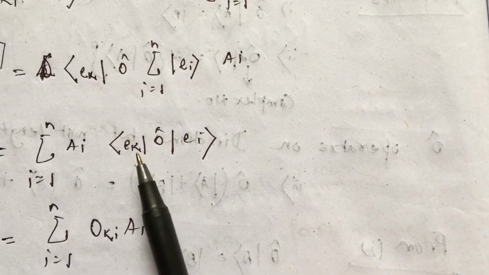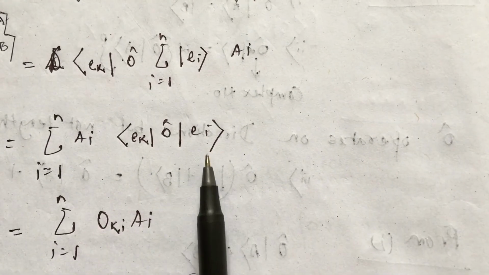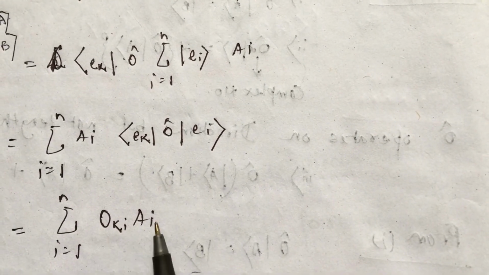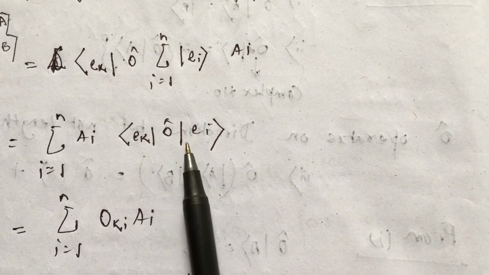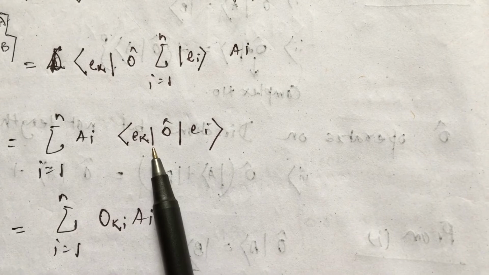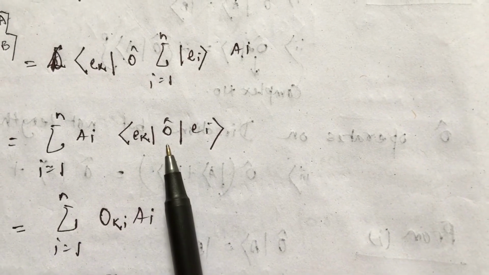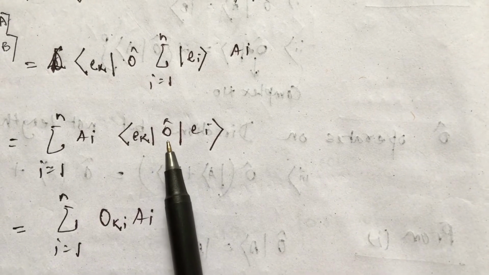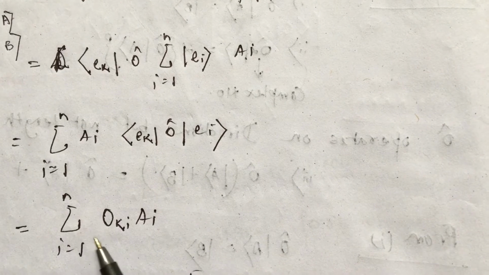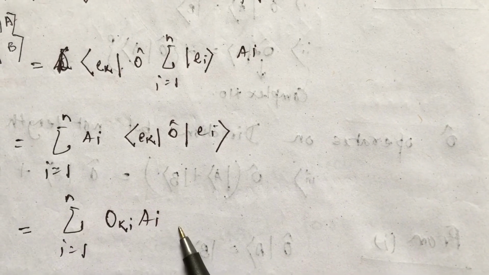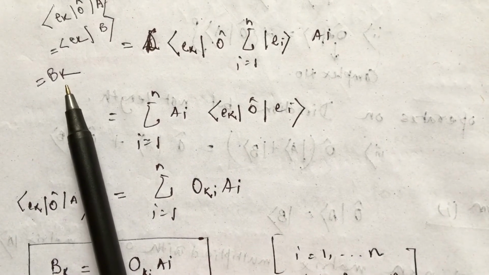I am left with <Ek|O|Ei>, and this is defined as Oki. That is, the matrix O is written in the two base vectors Ei and Ek, and this is the kith component of this operator O. So I am left with the sum over i equal to 1 to n of Oki Ai, and this is equal to Bk also.